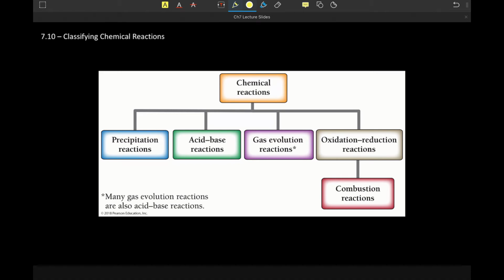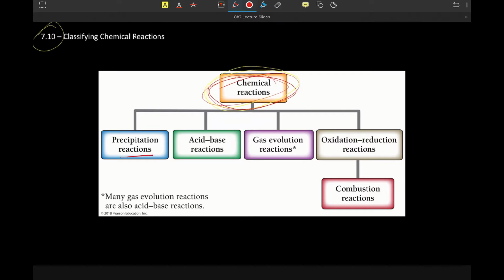Hello, Honors Chemistry, and welcome to the last of Chapter 7, 7.10, Classifying Chemical Reactions, where this is just a summary of everything else in the chapter. So, to date, this is what we've talked about. We've talked about the fact that chemical reactions can be divided into different types.